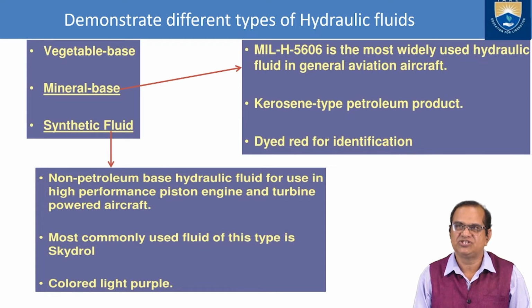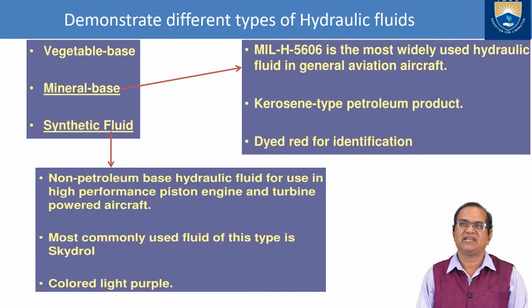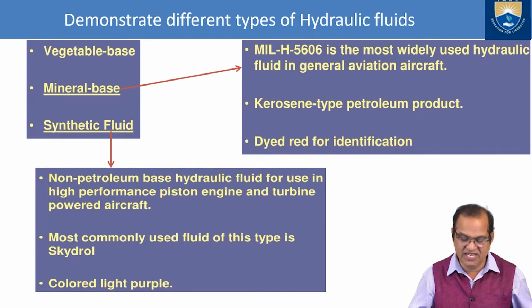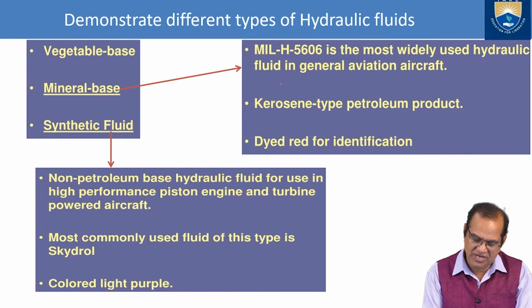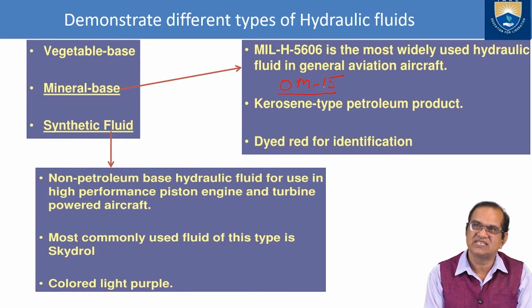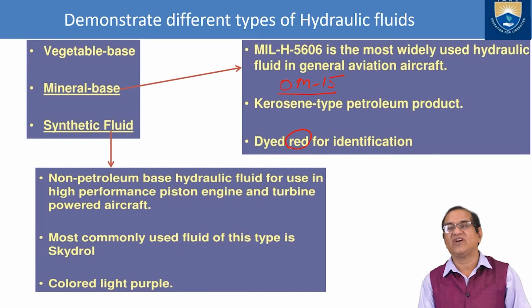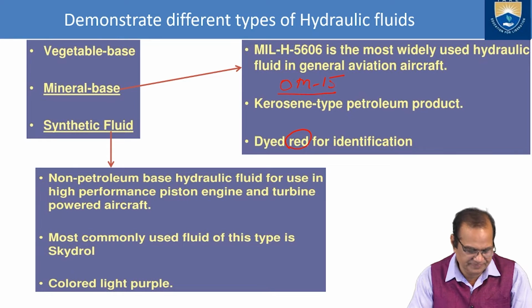Mineral oils are petroleum products. Military H5606 is the most widely used hydraulic fluid in general aviation aircraft. It is a kerosene type petroleum product, dyed red for identification. These mineral types are red in color. So normally OM15 is one of the hydraulic fluids. It is called oil mineral 15. This is one name, and military H5606 is its specification. It is in the red color, so you can identify that it is a mineral oil.